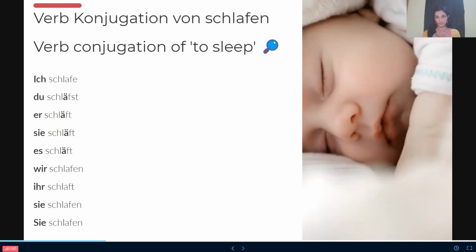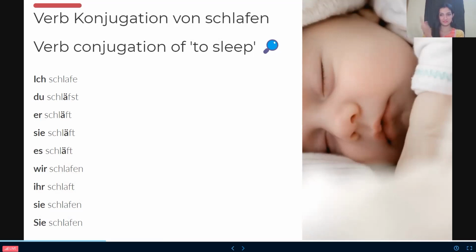Again, ich schlafe, I am sleeping. Du schläfst, you are sleeping. Er schläft, he, she, it is sleeping, like this baby is sleeping. Wir schlafen, we all are sleeping. Ihr schlaft, you all are sleeping.